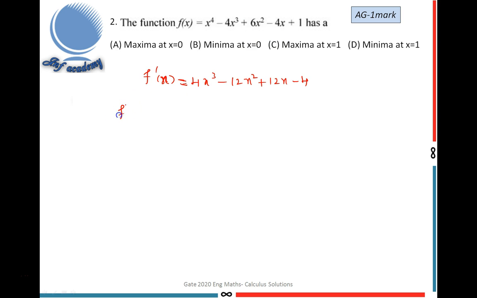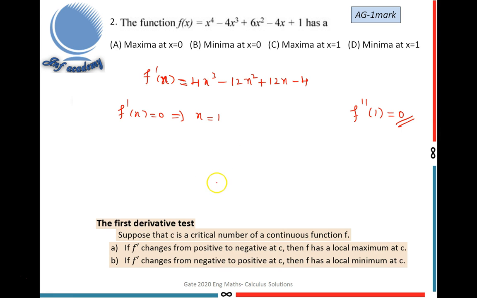Now I equate the equation f dash of x equal to 0. I got x equal to 1 as the only root. So in this case x equal to 1 is the only critical point. Maximum or minimum occurs at x equal to 1. Next I find whether it is maxima or minima. In this problem the second derivative test fails, because when I find f double dash of 1, I get the value 0. In this case we can't use the second derivative test. So in this problem I use the first derivative test. What is the first derivative test?